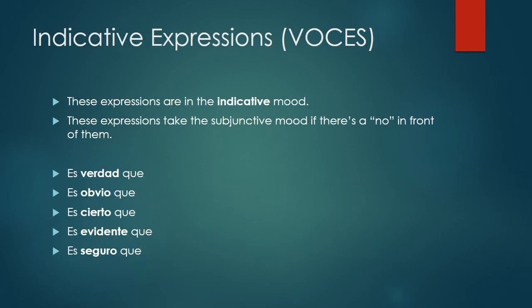Indicative expressions, otherwise known as voces, are expressions that take the indicative mood. Remember, that's like present tense and preterite tense and imperfect tense, etc. But these indicative expressions take the subjunctive mood if there's a no in front of them. Es verdad que, es obvio que, es cierto que, es evidente que, and es seguro que.